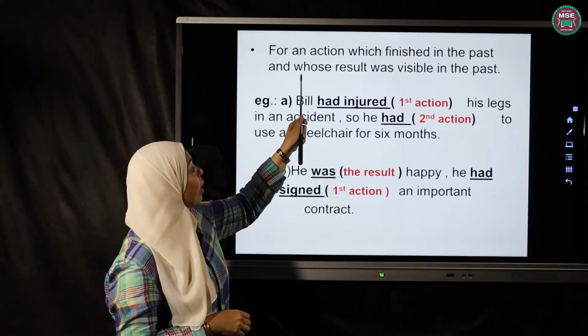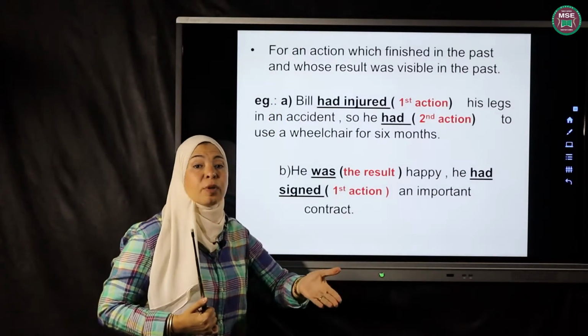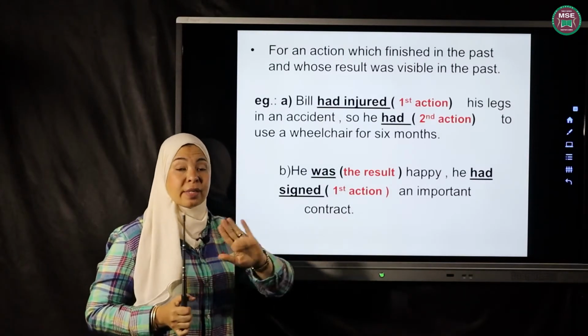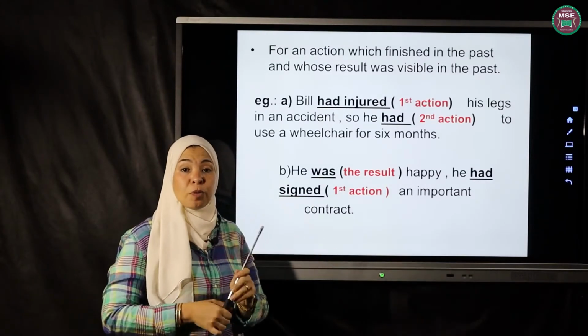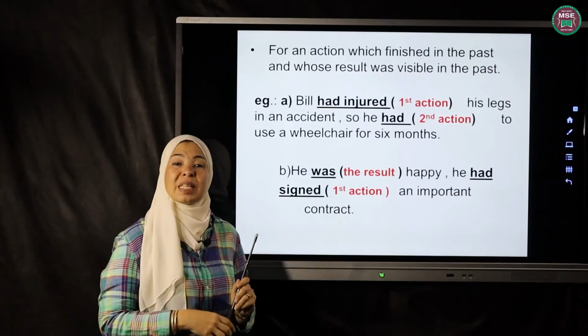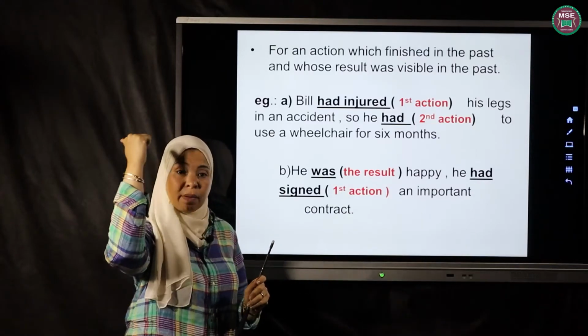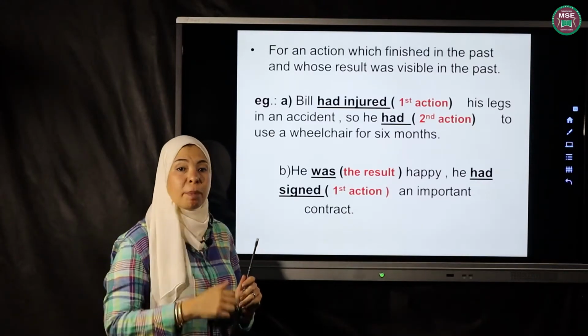The second point: for an action which finished in the past and whose results are visible also in the past. This is totally different from the present perfect. Present perfect started in the past and I see the result now in the present time. This is not present at all. This is past. So the action happened in the past and the result also happened in the past.